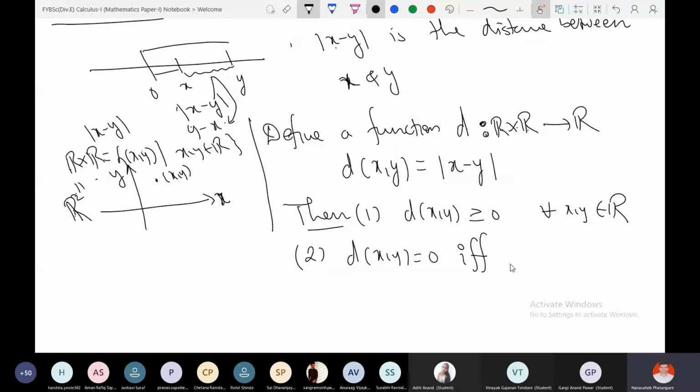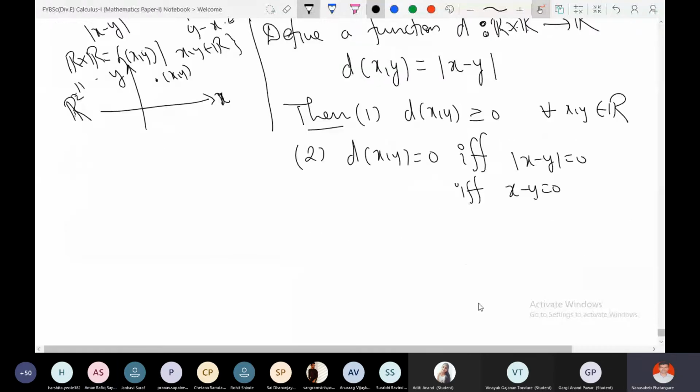d(x, y) is 0 if and only if the absolute value of x minus y is 0. But by our previous discussion, the absolute value of some number is 0 if and only if the number is 0. x minus y is a number now, just a real number, whatever is the difference of two numbers, but it is a number, right? And its absolute value is 0. So if and only if the number is 0, that is x minus y is 0 if and only if x is equal to y. That means d(x, y) is 0 if and only if x is equal to y.